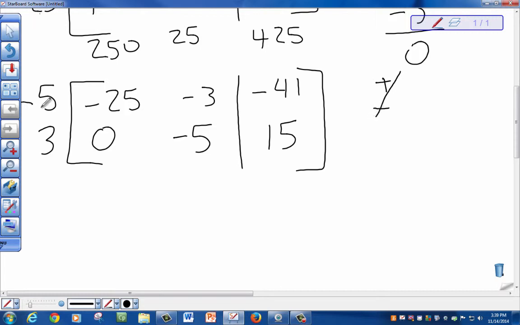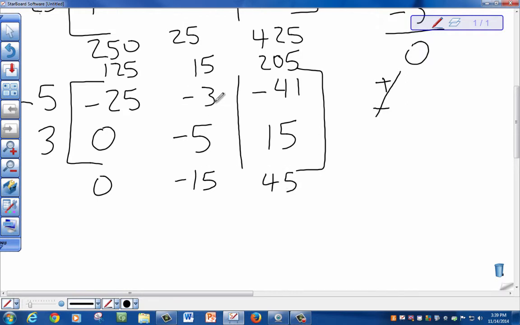Again, we're going to multiply 5 and 25, which will give us 125. Negative 5 and negative 3, which will give us 15. Negative 5 and negative 41 will give us a positive 205. Our next row will be 0 and 3, which will give us 0. Negative 5 and 3, negative 15. And 15 and 3 will give us 45.